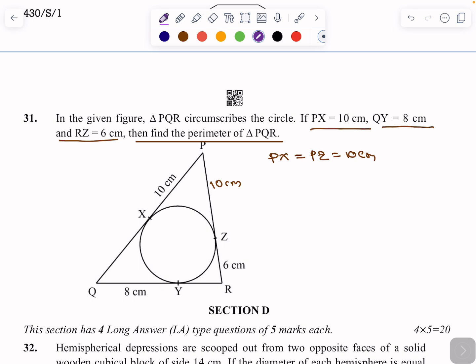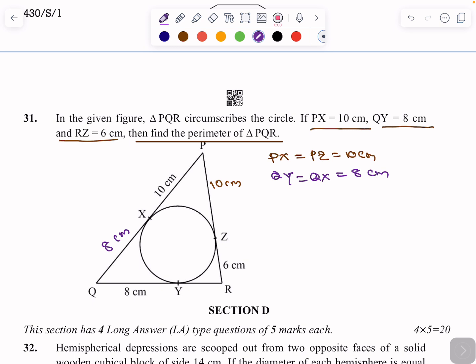Similarly, you see from the point Q, Qx and Qy are both similar. Here Qy is the tangent. The length of the Qy tangent is 8 and the length of Qx is also 8. Why? Because these two tangents are drawn from the same external point. So here we can write Qy is equal to Qx, which is equal to 8 centimeter, and you have to write here 8 centimeter.